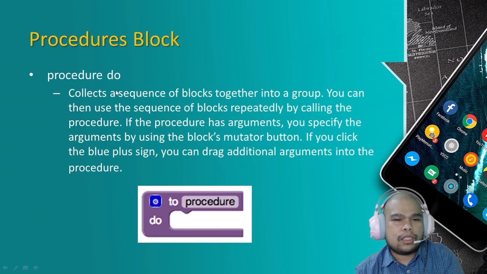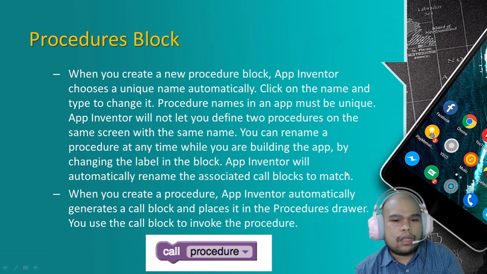So the procedure do collects a sequence of blocks together into a group. You can then use the sequence of blocks repeatedly by calling the procedure. So yung pinakita natin kanina. If the procedure has arguments, you may specify the arguments by using the blocks mutator button. If you click the blue plus sign, you can drag additional arguments into the procedure. So, eto, again, no, once you've created the procedure, a new procedure block will appear. So, make sure na if you're creating your procedures na you should choose a unique name. Okay? So click on the name and type to change it.